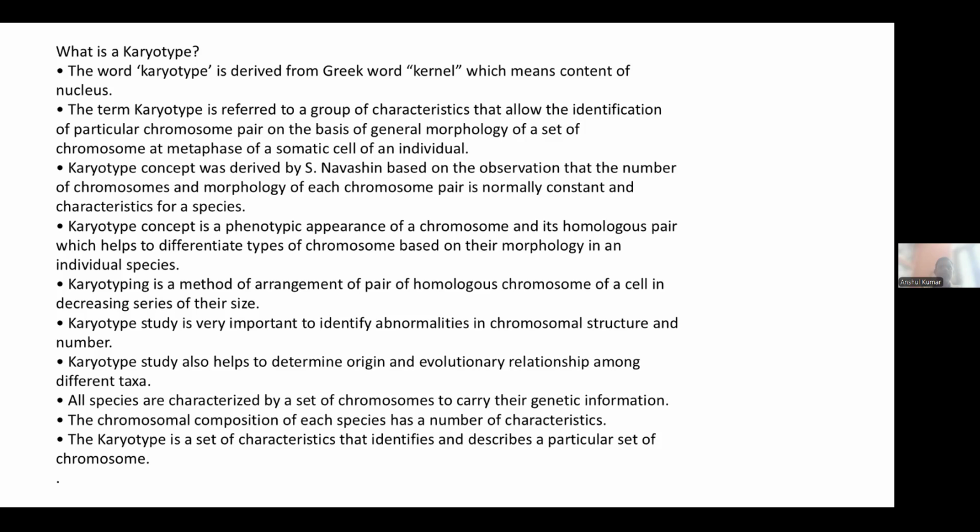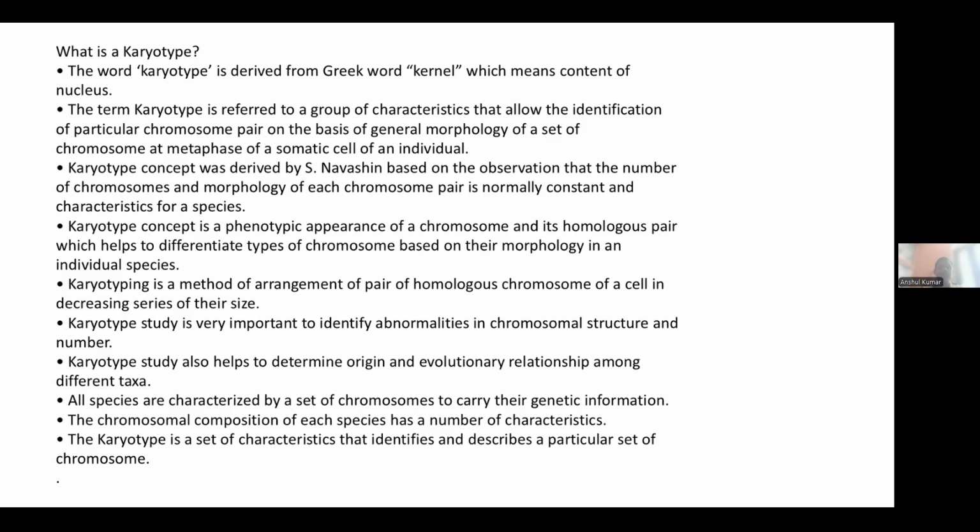The karyotype is the phenotypic appearance of a chromosome and its homologous pair, which helps to differentiate types of chromosomes based on their morphology in an individual species. Karyotype is a method of arranging pairs of homologous chromosomes of a cell in decreasing order of their size. Karyotype study is very important to identify abnormalities in chromosomal structures and numbers.